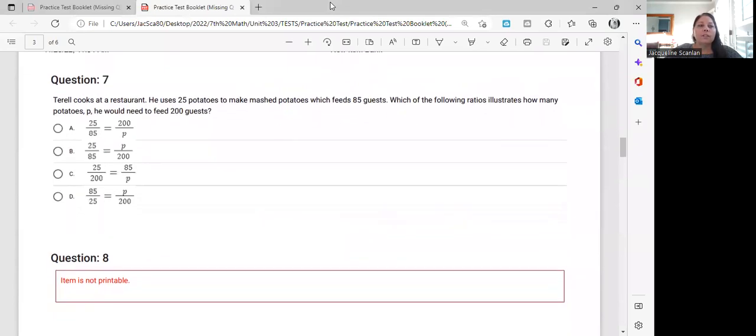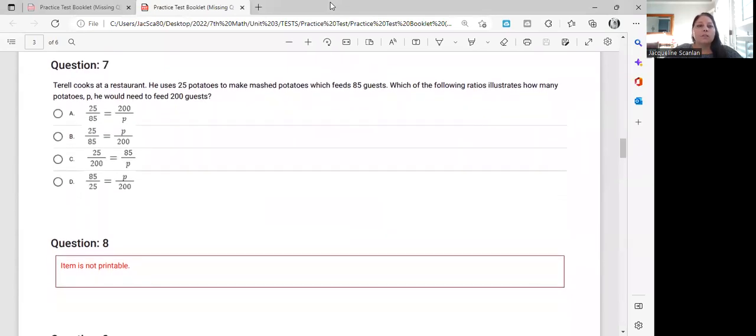All right, question number 7. Terrell cooks at a restaurant. He uses 25 potatoes to make mashed potatoes, which feeds 85 guests. Which of the following ratios illustrates how many potatoes he would need to feed 200 guests?